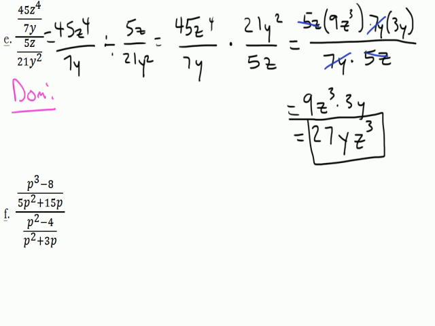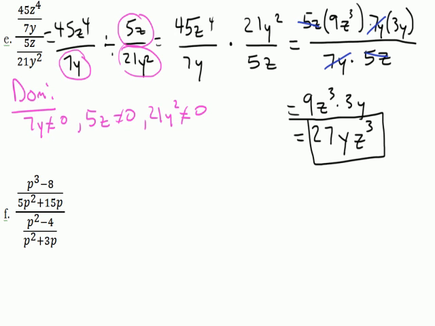The domain here. Looking back at my rule, it said I need to be careful about where this is 0, this is 0, and this is 0. Okay, so I need to make sure that 7y does not equal 0, 5z, let's try that again. 5z is what I meant to say. 5z shouldn't be 0, and 21y squared shouldn't be 0.